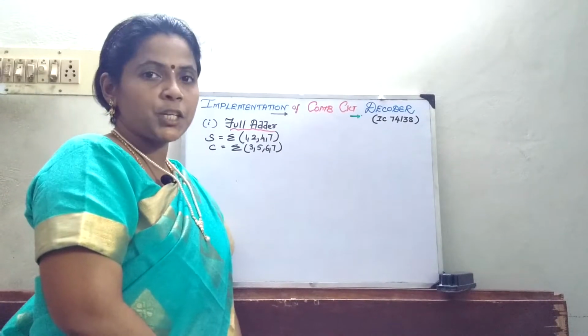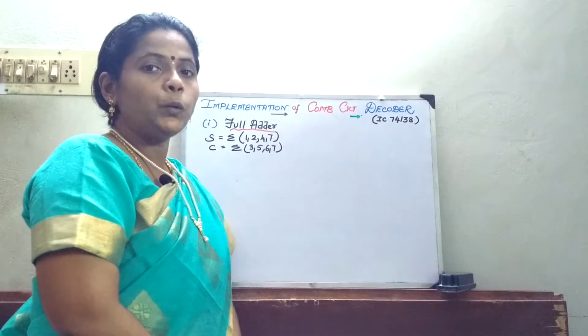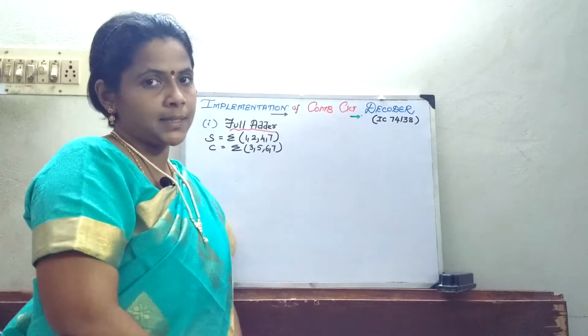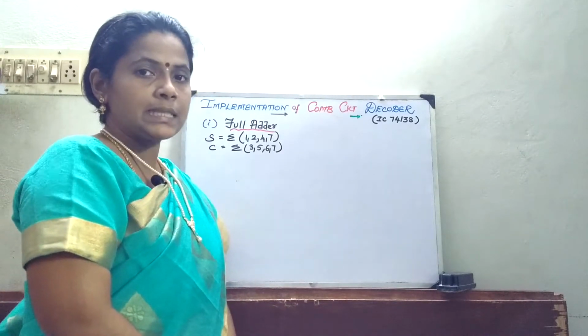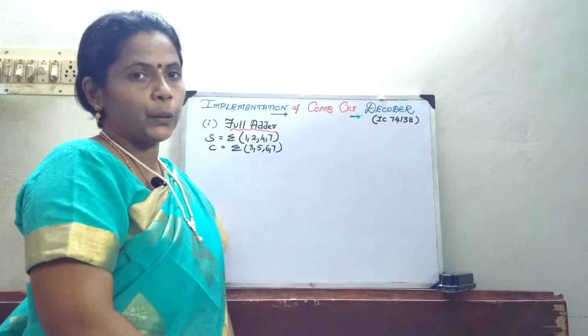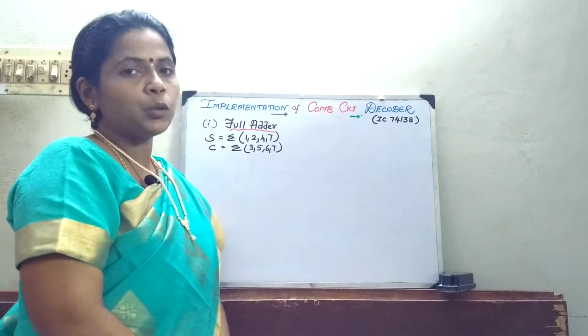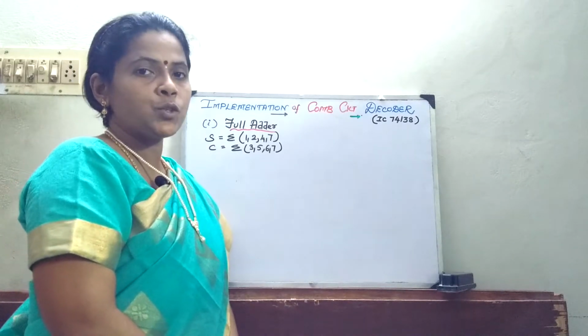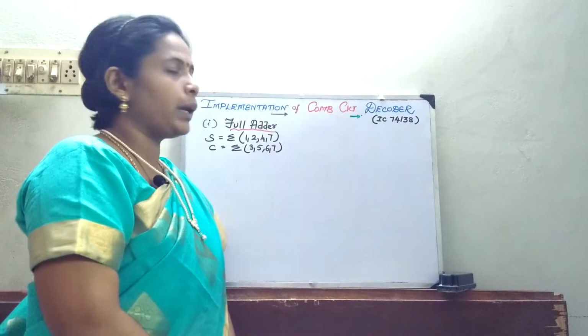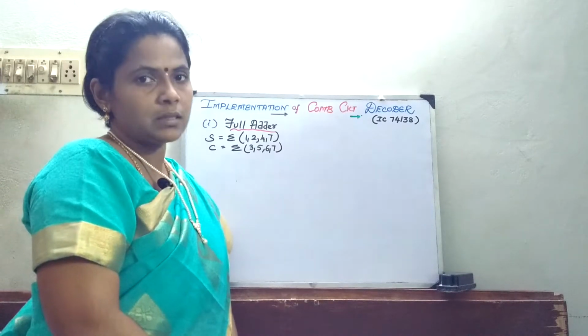In the earlier session, we have seen how to implement the combinational circuits using multiplexer. So in this session, we will see how to implement the combinational circuit using decoder. Let us take two combinational circuits, one is your full adder and the other is full subtractor. Let us see how to implement them using your decoder circuit.